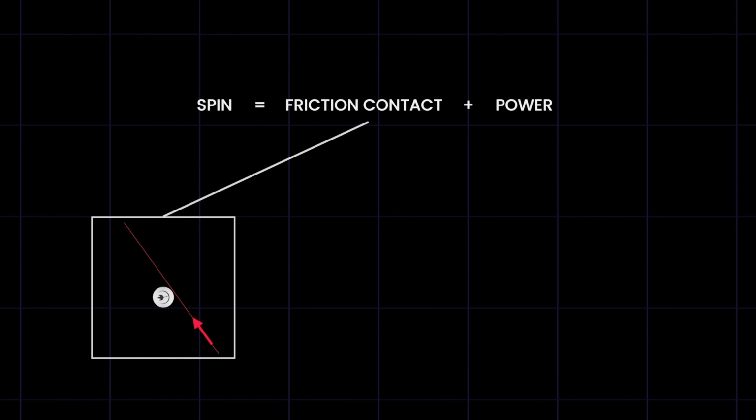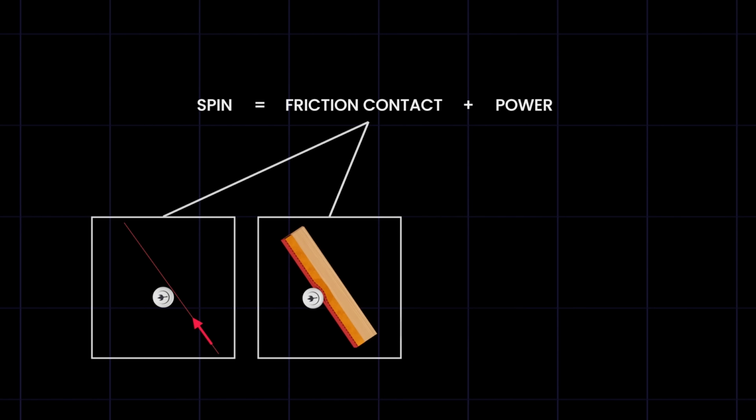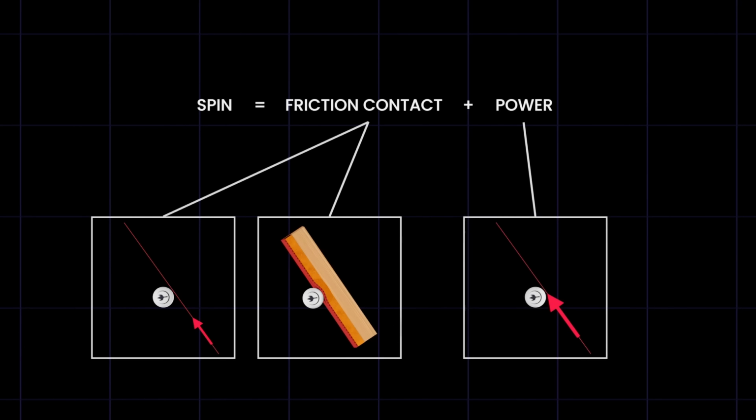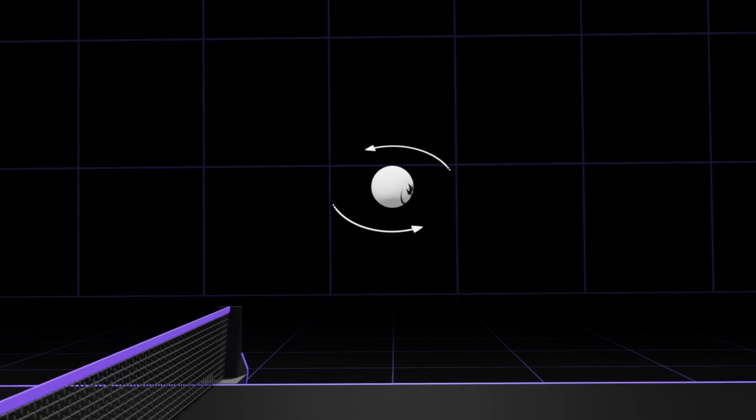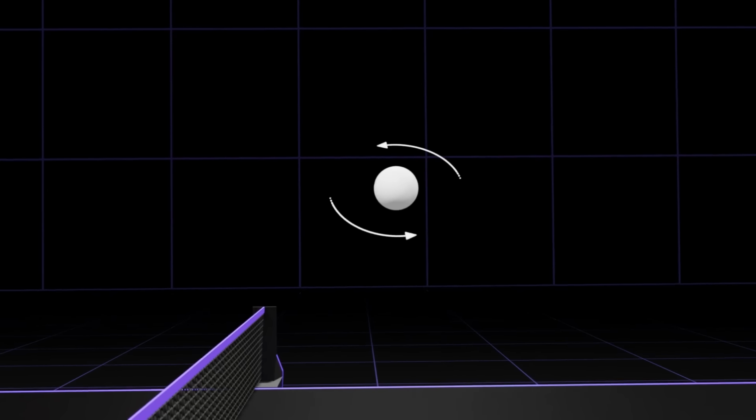In summary, to generate maximum spin, we need to combine good friction contact with a high stroke speed. The force applied should be as tangential as possible, while ensuring that the ball applies enough pressure on the rubber and sponge to maximize grip. Increasing stroke speed will enhance spin, but only if the quality of the contact is not compromised. Mastering these aspects will allow you to generate more spin in your shots, making them more effective and harder to return.